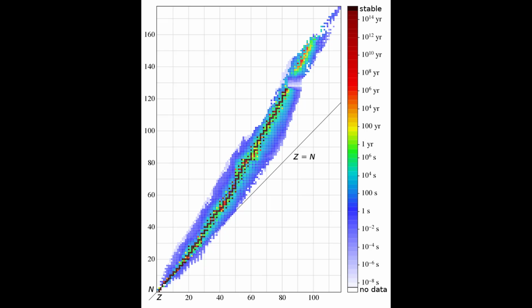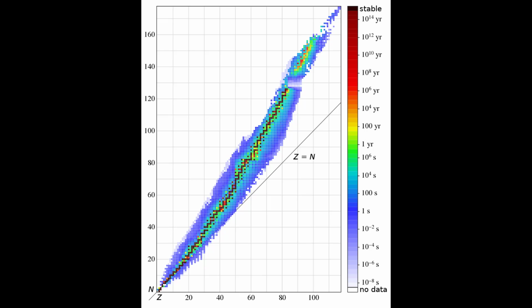Unstable atoms continue to be radioactive until they lose enough mass particles that they become stable. All atoms above atomic number 82 are radioactive. There are 3 main types of radioactive decay: alpha, beta, and gamma.